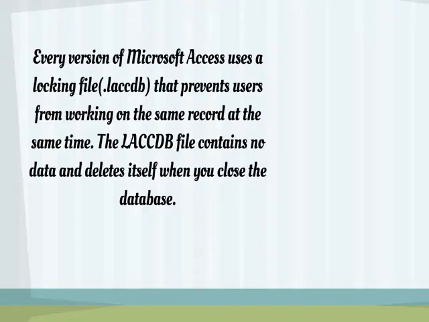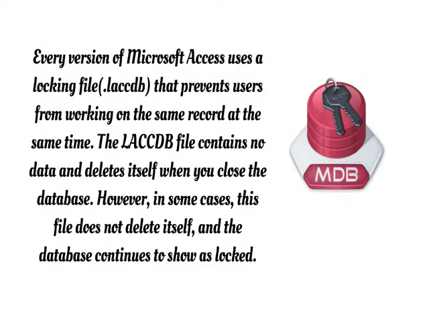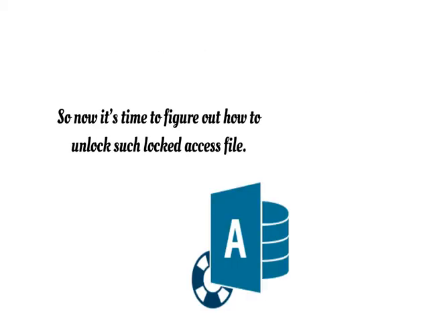Every version of Microsoft Access uses a locking file that prevents users from working on the same record at the same time. The lock file contains no data and deletes itself when you close the database. However, in some cases, this file does not delete itself, and the database continues to show as locked. So, now it's time to figure out how to unlock such a locked Access file.